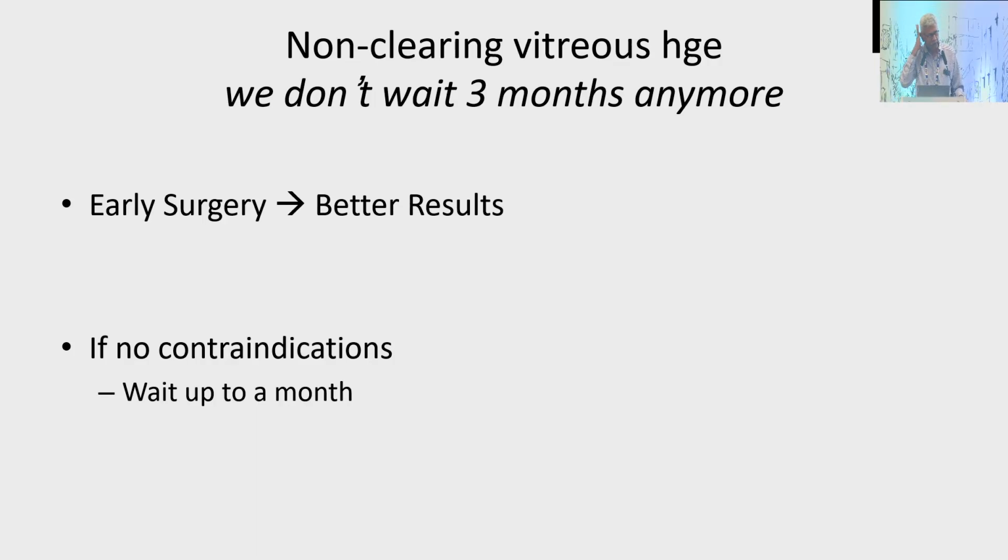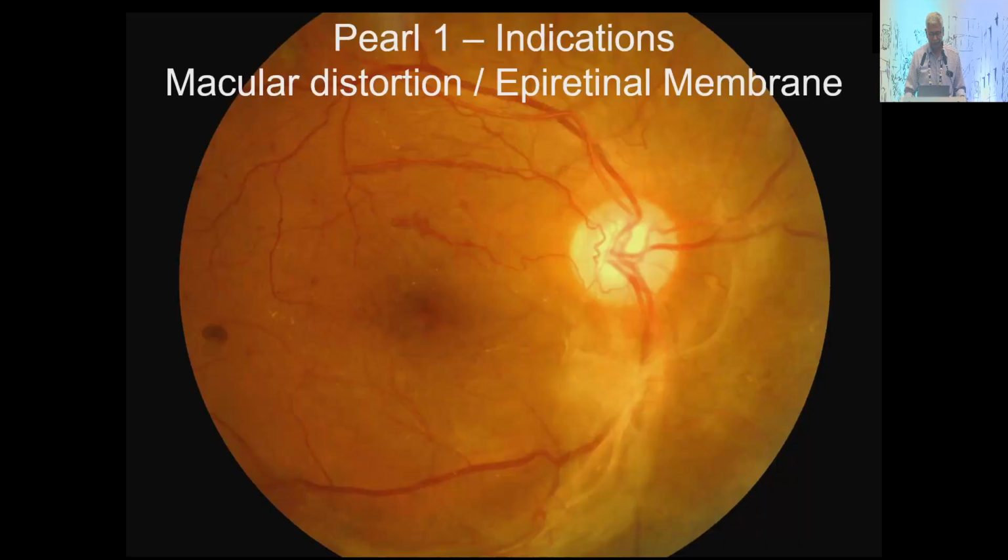Earlier teaching used to be that we wait for 3 months, waiting to see if the vitreous hemorrhage clears, and if not, we do surgery. But we don't wait for 3 months anymore. It has been shown that early surgery, particularly in type 1 diabetics, yields better results. If there are no contraindications, I would wait until a month. Contraindication in the sense, if there's no secondary glaucoma, or no traction retinal detachment on an ultrasound, I would wait for a month. If it doesn't clear, we'll go ahead with the surgery.